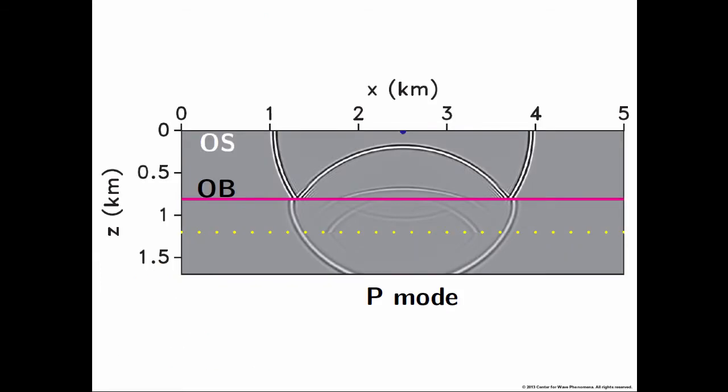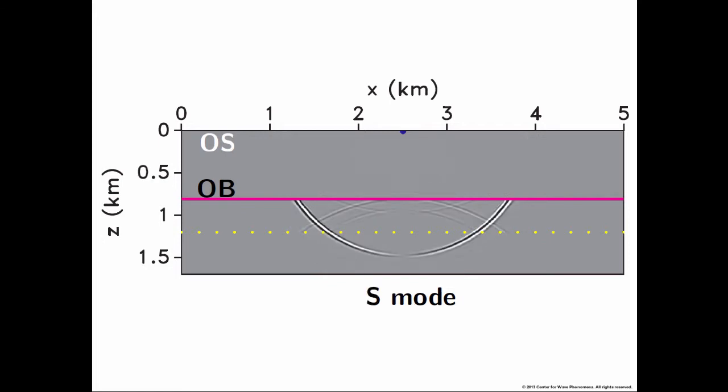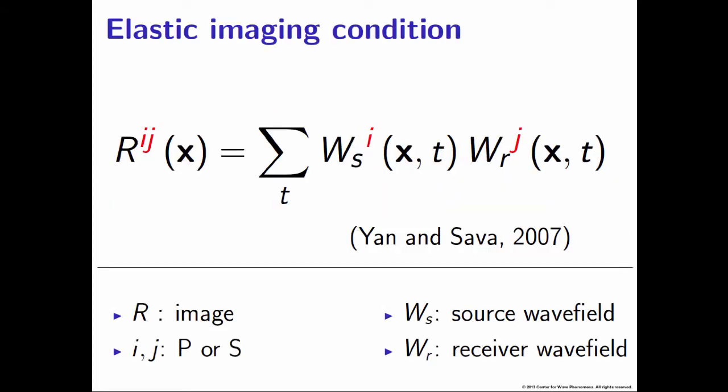So let's go back to our wave field. After applying Helmholtz decomposition, we get the P mode and the S mode. Notice that there is no P wave in the water layer. After getting the P and S modes in the wave field, both on the source side and the receiver side, now we can apply the elastic imaging condition.